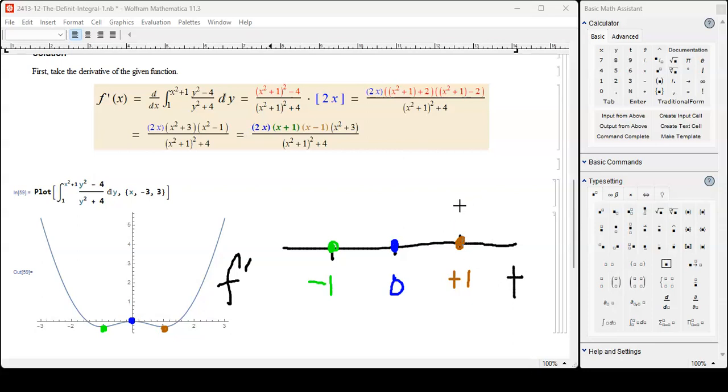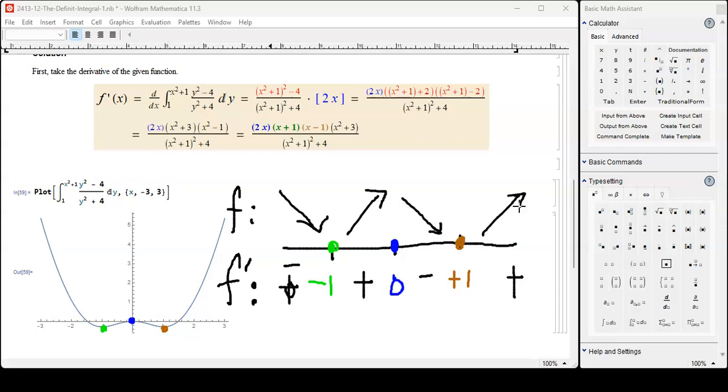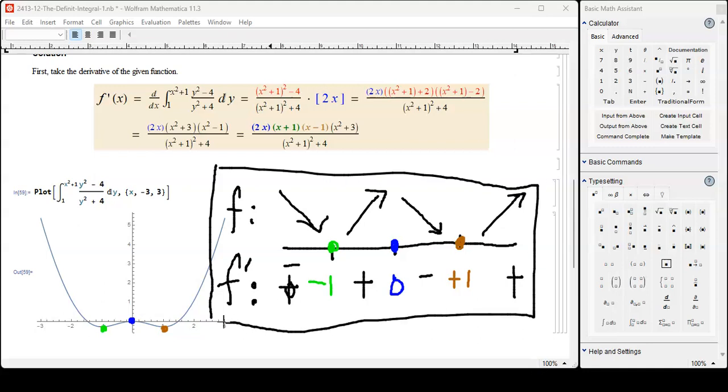And this one has odd multiplicity. You see we have power 1. So as I cross, I have to change the sign. Another odd multiplicity, change the sign. Another odd multiplicity, I have to change the sign. Should be negative. So the original function should be decreasing, increasing, decreasing, and back to increasing. And that's precisely what you're looking at in this graph. This completes the answer.